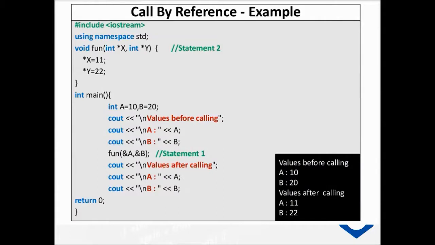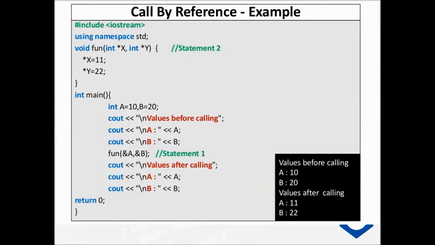Same example for call by reference. In call by reference, first of all, we use void fun(int &x, int &y), using the & operator. And in the body of this function, similarly, we replace x with 11 and y with 22.